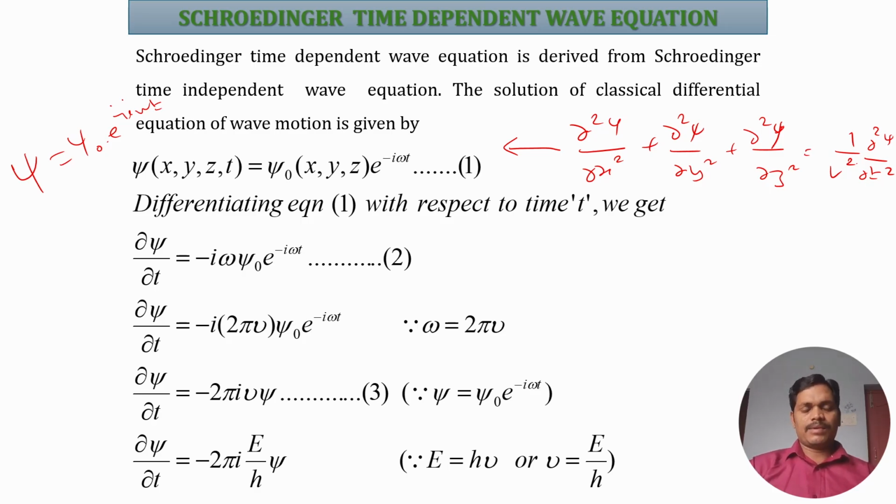Like what we have done in the time independent wave equation, we have to differentiate equation 1, that is psi equal to psi naught e power minus i omega t. You have to differentiate it.